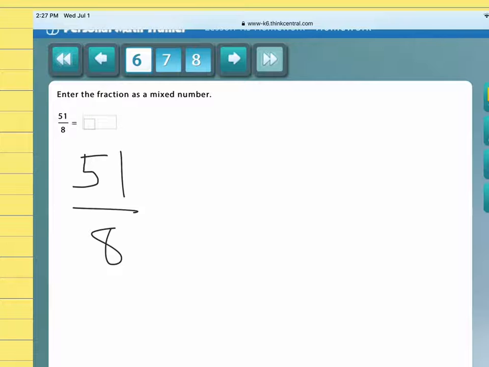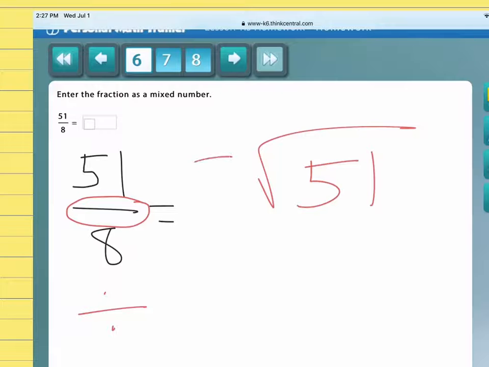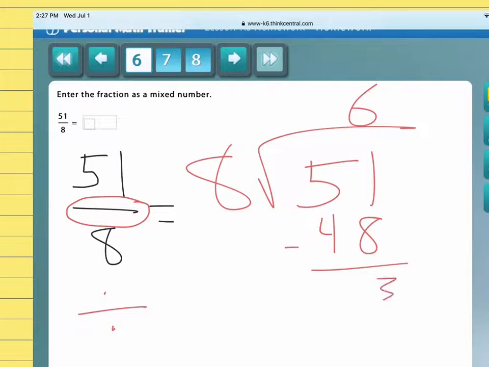And the final way to convert an improper fraction into a mixed number is using division. You have to notice that this here is actually a division symbol. So it's 51 divided by 8. 8 goes into 51 6 times. 6 times 8 is 48. You need to practice your math facts to know this. And there are 3 parts left over, so that is 3 out of 8 parts to make a whole. So using division also is a very simple way to convert an improper fraction into a mixed number.